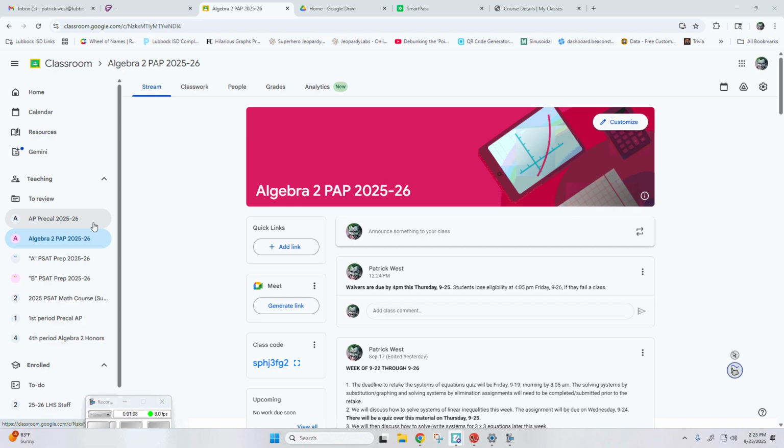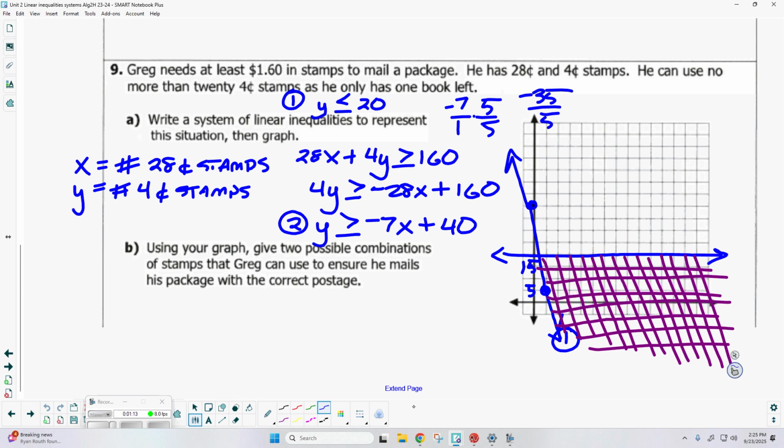Okay, well, very quickly, let's take a look. We were discussing systems of inequalities yesterday, and I asked you to finish up, I believe, number 9, correct? Yes. Okay. Greg needs at least $1.60 in stamps to mail a package. He has 28-cent and 4-cent stamps. He can use no more than 20 of the 4-cent stamps, as he has only one book left. Write a system of linear inequalities to represent the situation and then graph it.